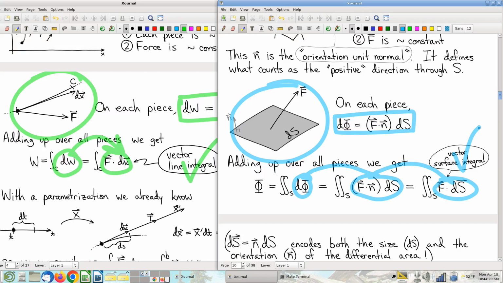Totally analogous to how we define vector line integrals. It's flux instead of work. It's through instead of along. It's two-dimensional instead of one-dimensional. But the analogies are still extremely strong between these two computations. How do y'all feel about that? Is everybody on board with that?